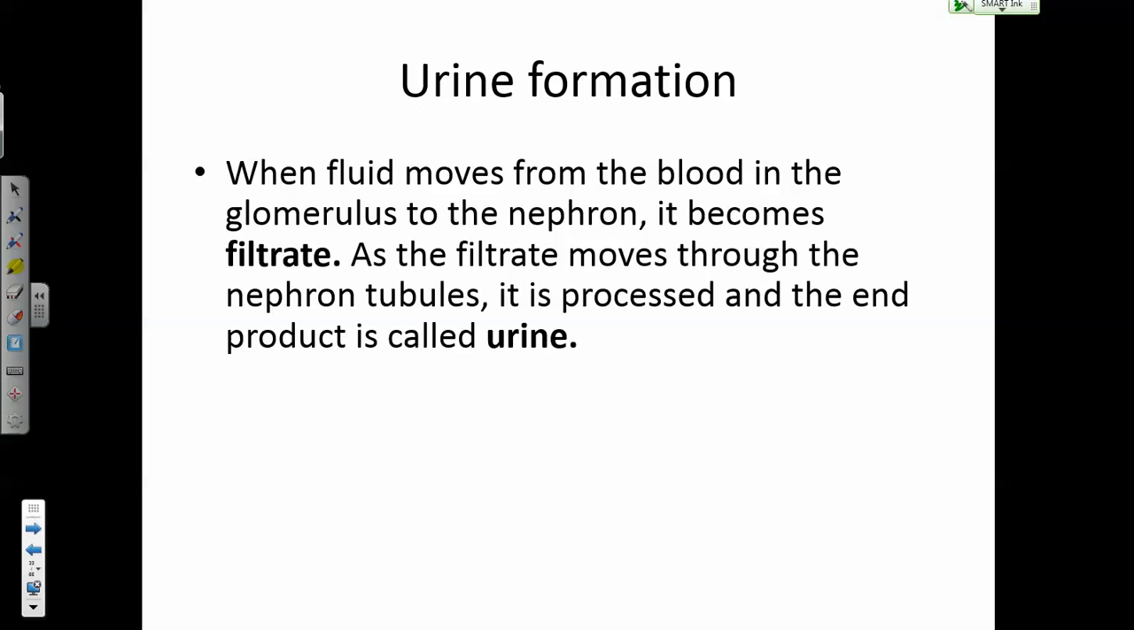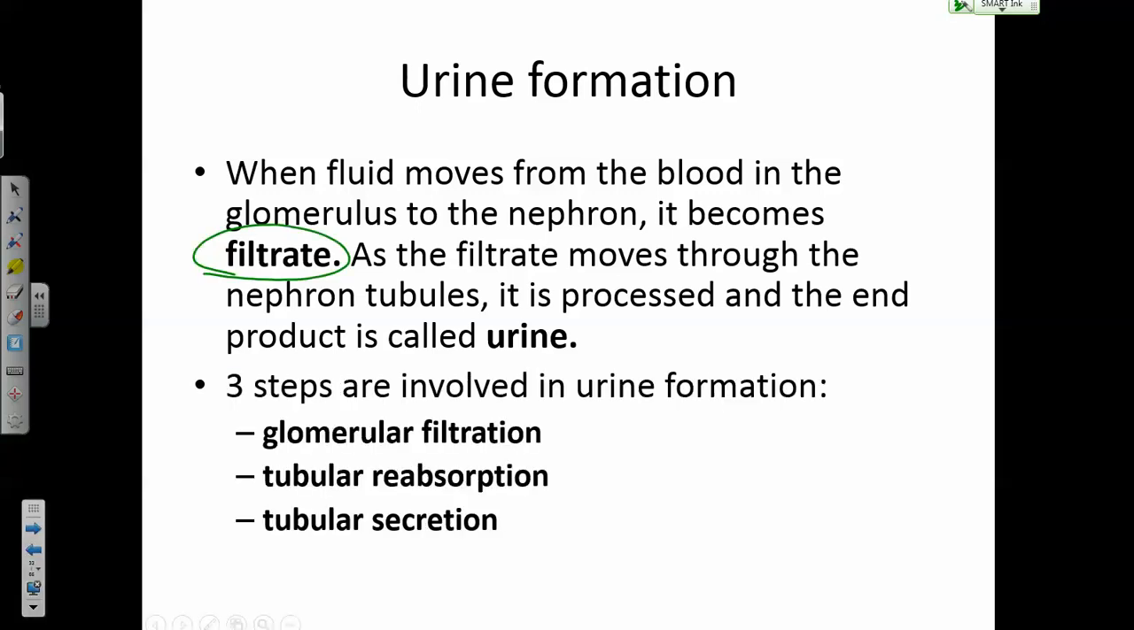But when urine is formed, I've mentioned to you the fluid from the blood moves into the nephron itself, into that Bowman's capsule, and now it has a new name. It's called filtrate. Once it gets through the nephron and is in the rest of the organs, after it gets processed, it's referred to as urine.